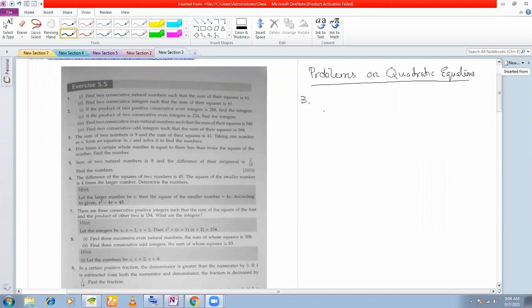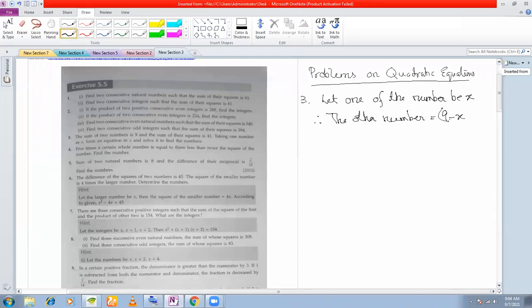Okay, now if the sum of the two numbers is 9, then I can take one number to be x, and the other number will be 9 minus x. So I start by saying let one of the numbers be x. Therefore, the other number is equal to 9 minus x.